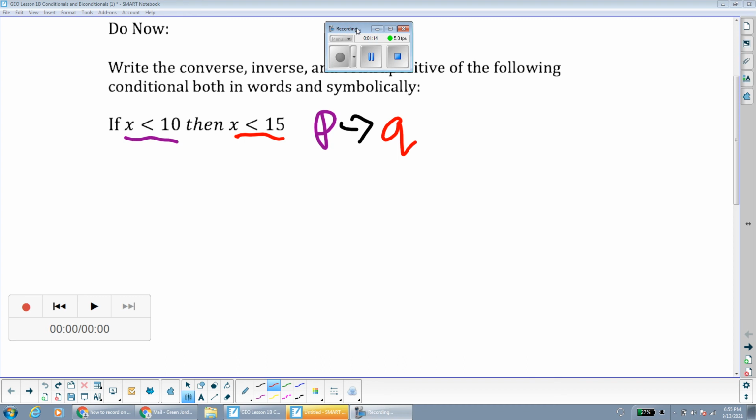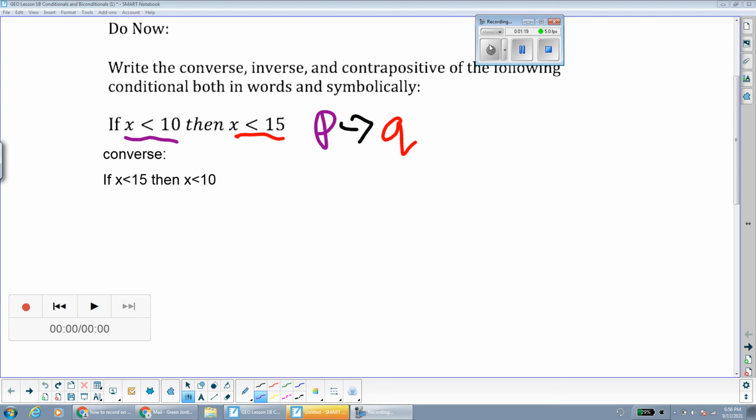Let's get writing the converse, inverse, and contrapositive. Here we have the converse of the original conditional. The premise is now x is less than 15. And the conclusion is now x is less than 10. So if x is less than 15, then x is less than 10.